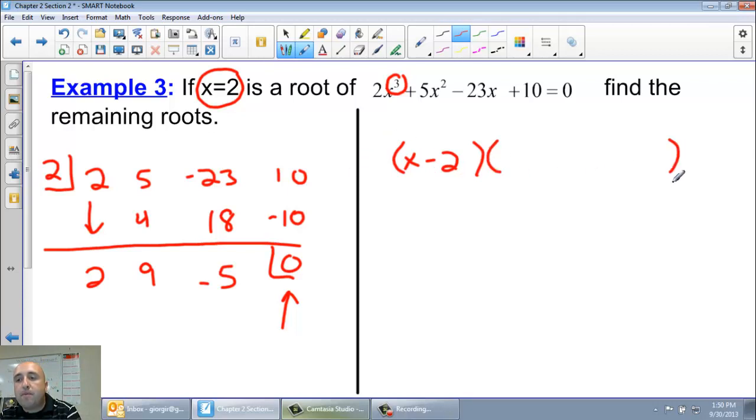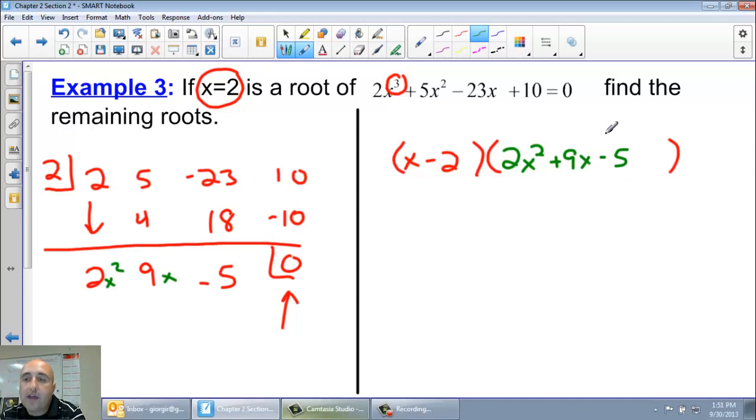And then you put the remaining coefficients down here. We started with a cube, so now we have to drop this to an x squared, this to an x, and this is our constant. That goes in our new set of parentheses. So 2x squared plus 9x minus 5 are our other factors.